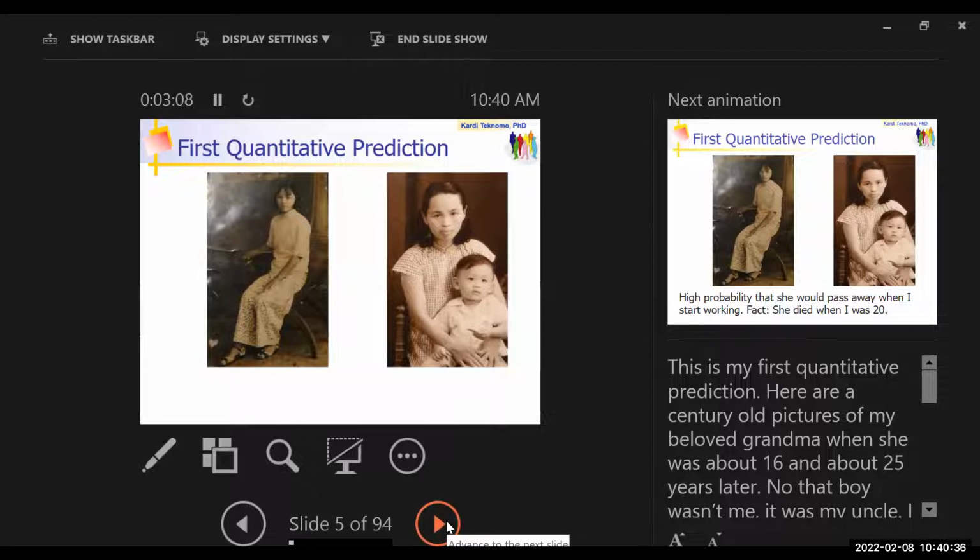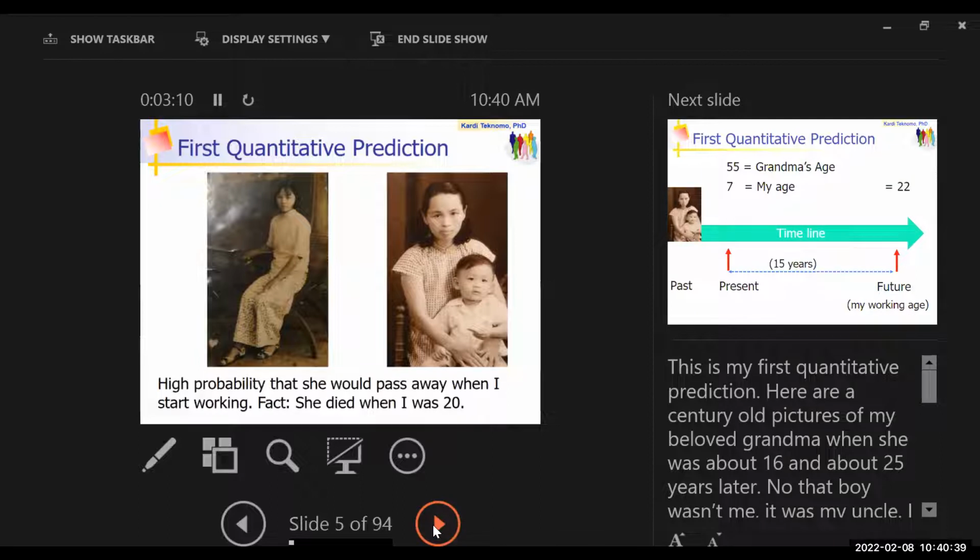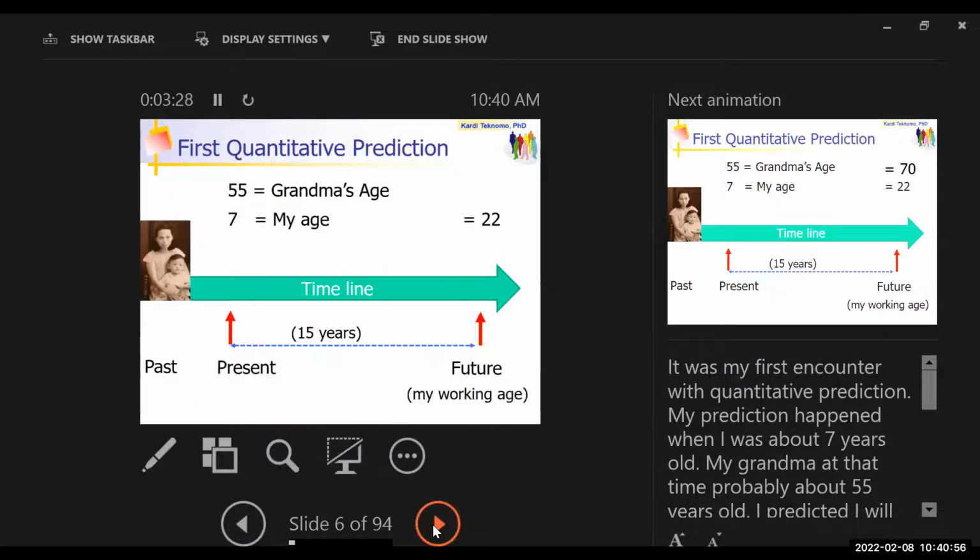And the problem is, it really happened. Why? Because actually there was a high probability that she would pass away when I started working. The fact is, she died when I was 20 years old. So how did the prediction happen? At that time, my grandmother was already 55 years old, and my age was 7. So I was thinking that I would work probably around 22, so there's a 15-year gap.